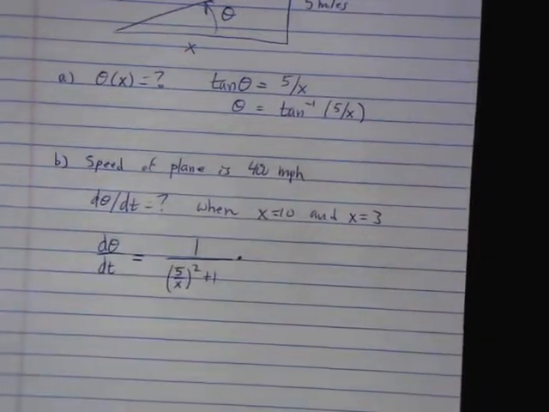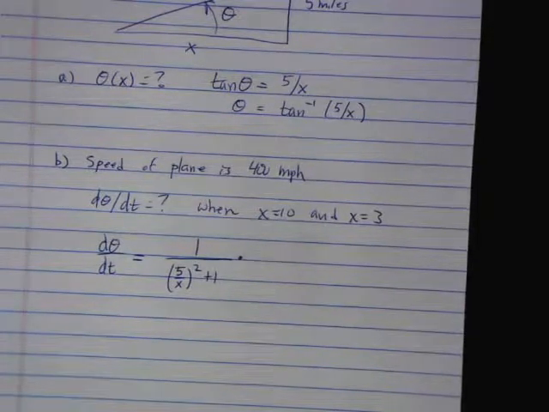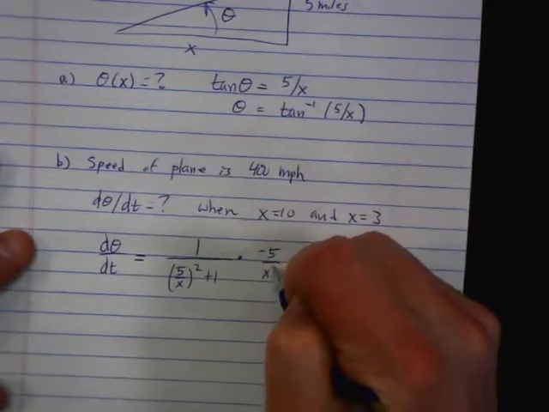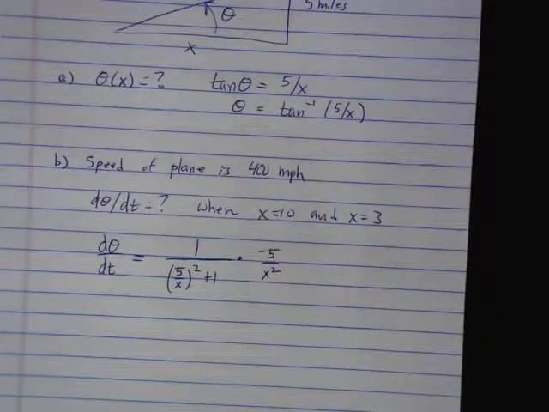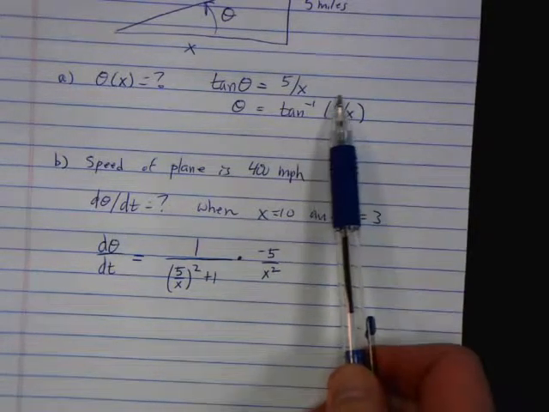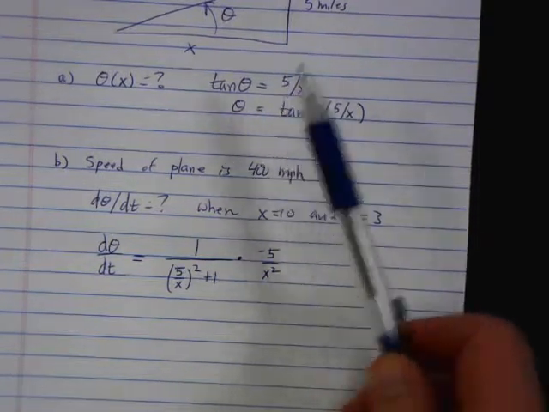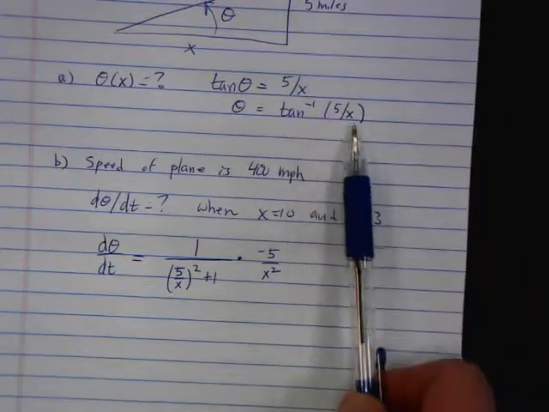But then I need to multiply by something. Negative 5 over x squared. Where'd you get negative 5 over x squared? Because 5 over x is the same as 5x to the negative 1. Correct. We've got to use the chain rule. We're thinking of this as 5x to the negative 1. We bring the negative 1 down, subtract 1 from our exponent, that's negative 5, x to the negative 2.